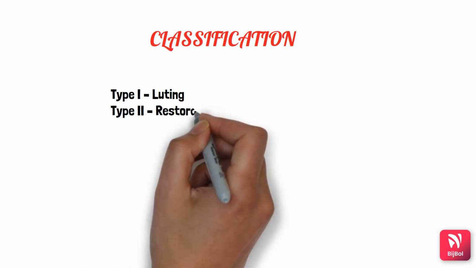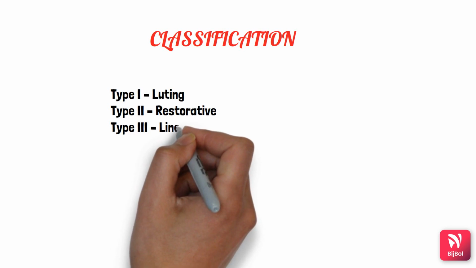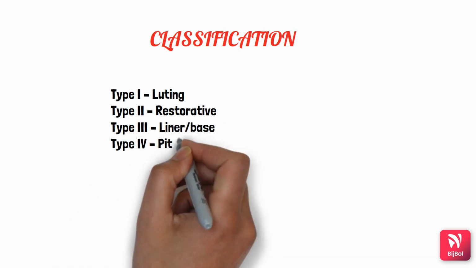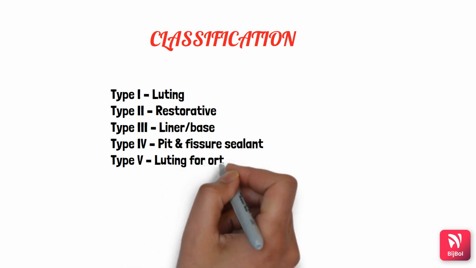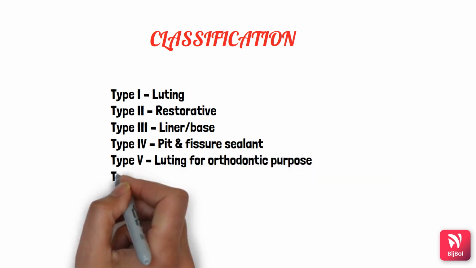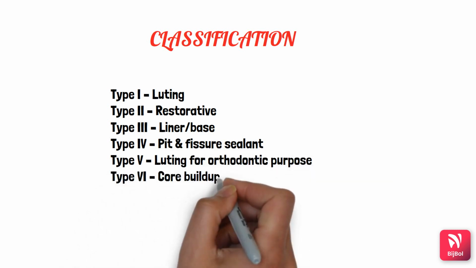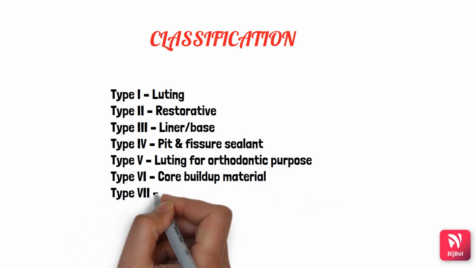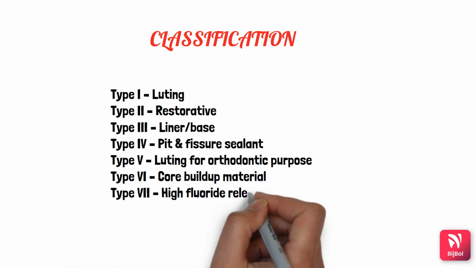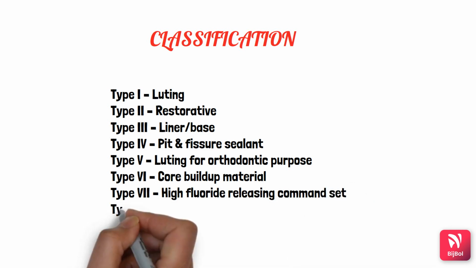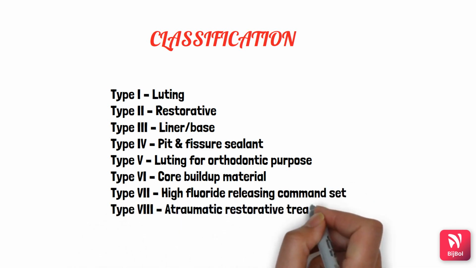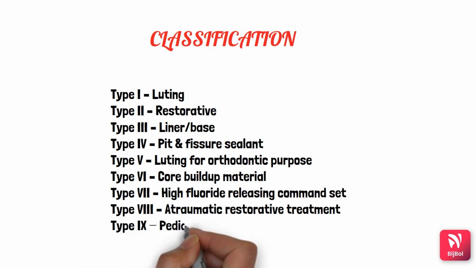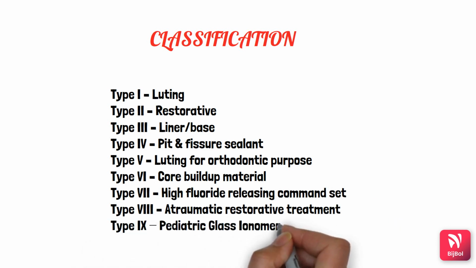Coming to the classification of the GIC, based on the use, type 1 is luting cement, type 2 is restorative, type 3 is a liner and base, type 4 is used for pit and fissure, type 5 is luting for orthodontic purposes, type 6 is for core build-up material, and type 7 is high fluoride releasing command set, type 8 is atraumatic restorative treatment, and type 9 is pediatric GIC. This is based on its use.